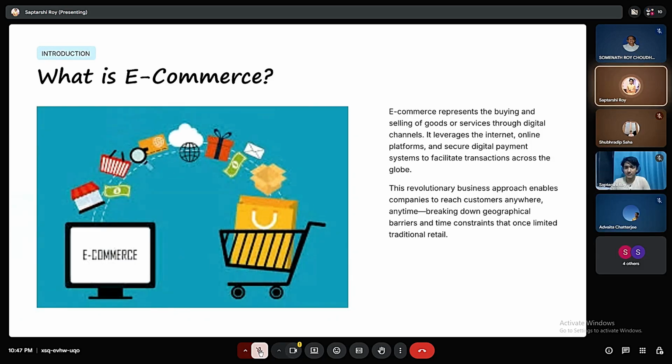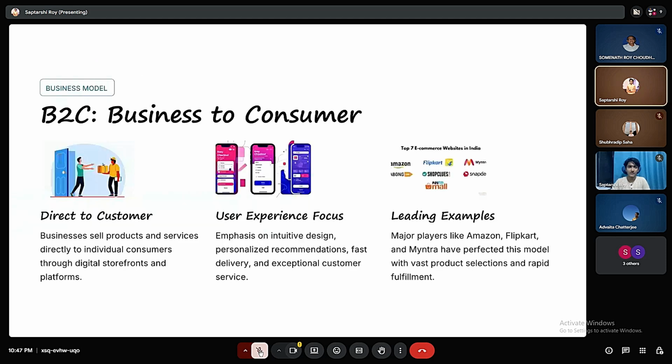This revolutionary business approach enables companies to reach customers anywhere, anytime, breaking down geographical barriers and time constraints that once limited traditional retail. Now we'll see the various models of e-commerce. I'll discuss all the B2C models, then my friends will continue with the other models.